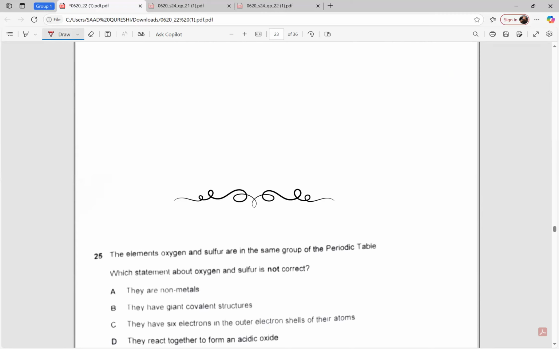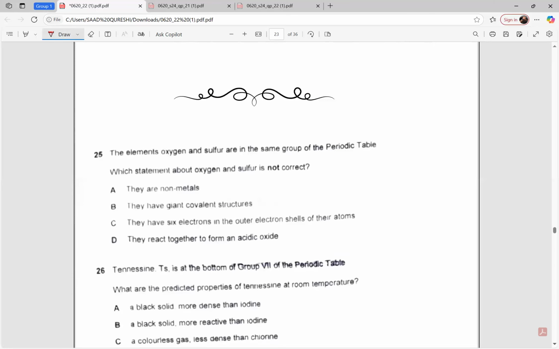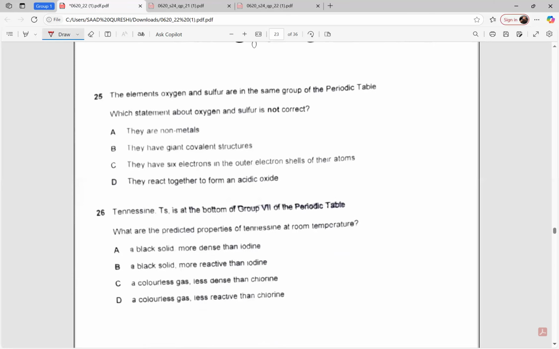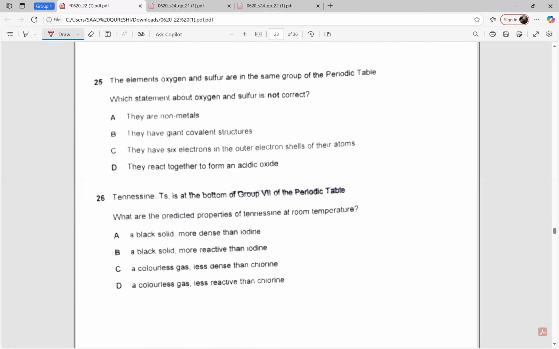The elements oxygen and sulfur are in the same group of the periodic table. Which statement about oxygen and sulfur is not correct? Both are non-metals. Both have 6 electrons in the outer shell because they're in the same group, group 6. They react together to form an acidic oxide. Yes, oxygen and sulfur will combine to form sulfur dioxide, which is acidic.